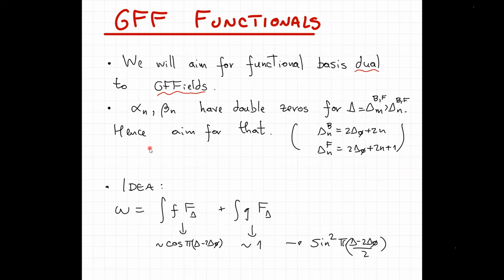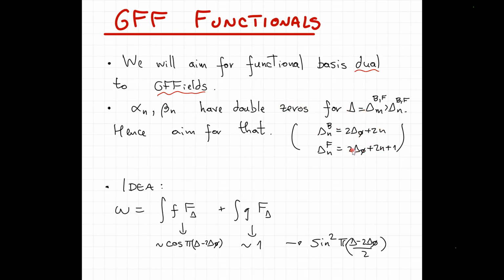Now related to this question that I had before, how should we choose these delta n's? I will aim for a functional basis which is dual to generalized free fields, because this is the only solution that I've spoken about here anyway. So there's none other that I could have chosen. And this is simple, right? The structure of the spectrum is very easy. The delta n's have this simple structure. It's just 2 delta phi plus 2n or 2 delta phi plus 2n plus 1. So this is what I'm going to try to aim for. And so these functionals, you saw from the orthogonality conditions, they have to have a lot of double zeros. I want them to have double zeros either here or here.